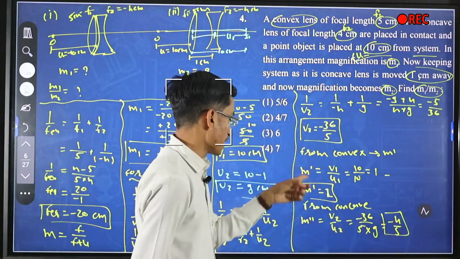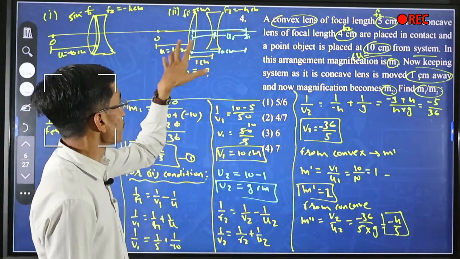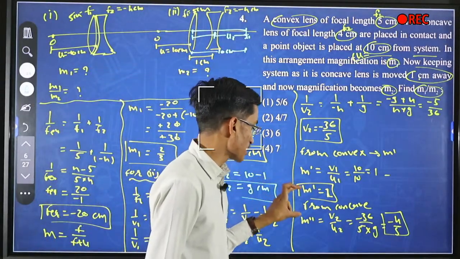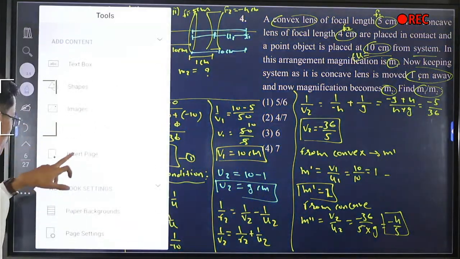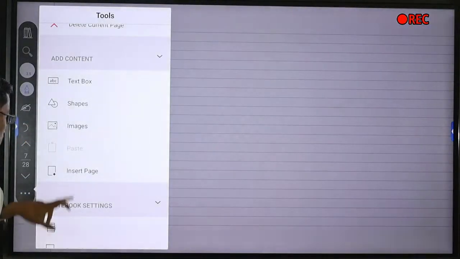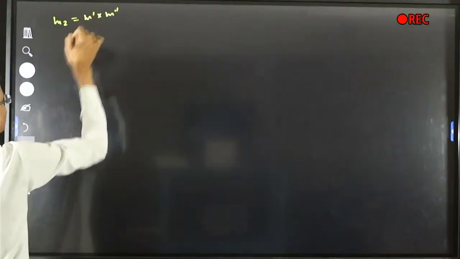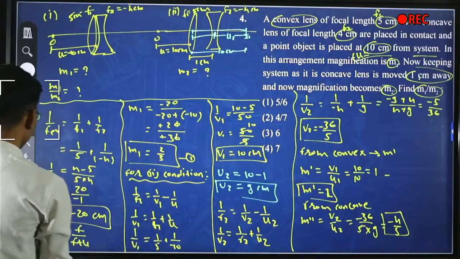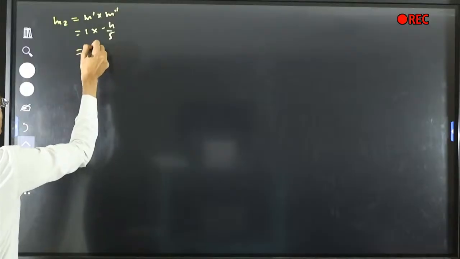So m dash and m double dash are the magnifications due to these two lenses, and if we want to find the total magnification due to this system, we can directly multiply these two, m dash and m double dash. So for that, let us insert a page and change the paper background. So m2 is m dash into m double dash. We know that. So m dash is 1 and m double dash is equal to minus 4 by 5. So 1 into minus 4 by 5, so minus 4 by 5.